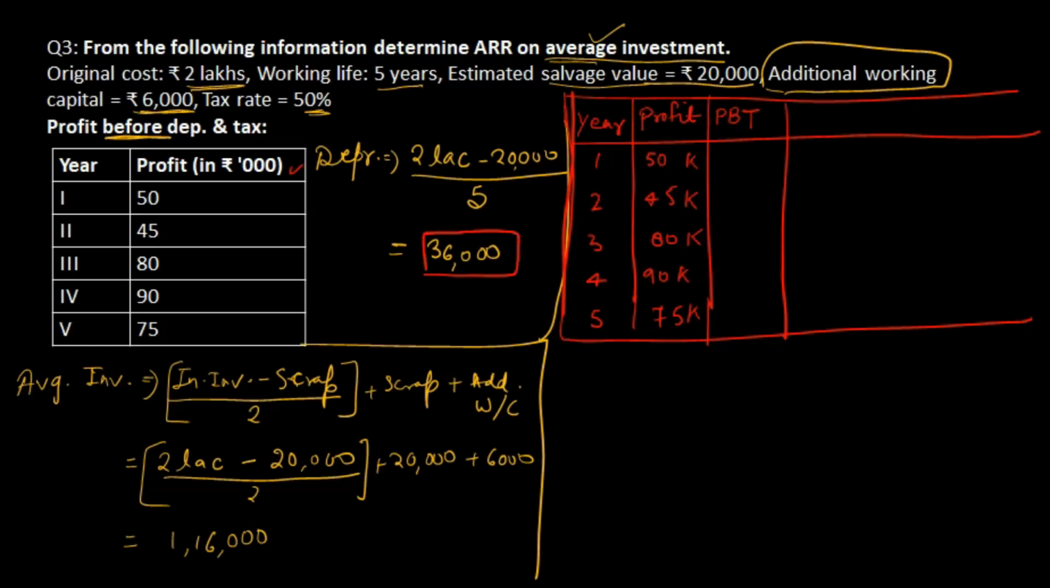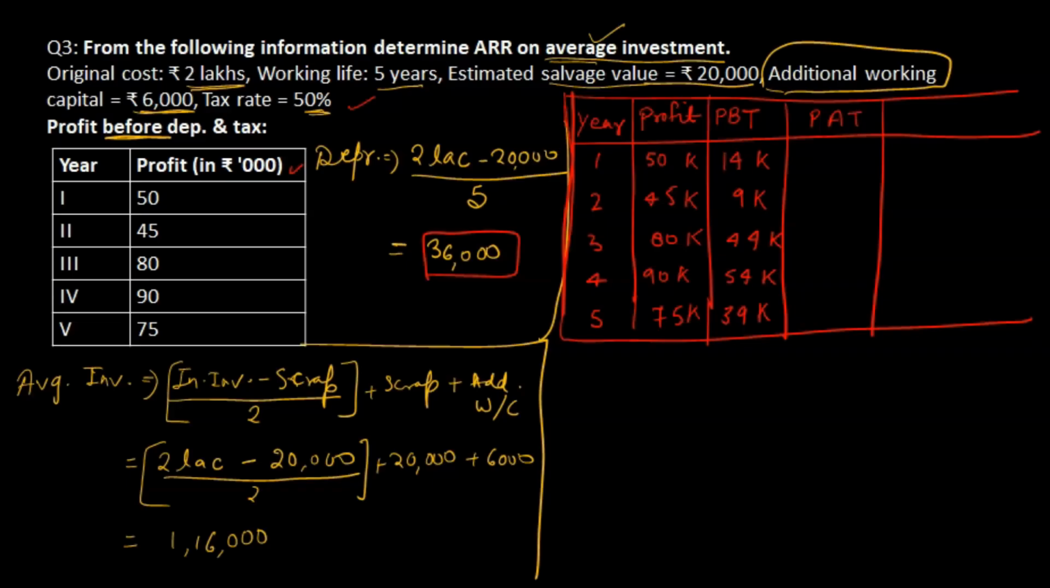Depreciation is 36,000, and we have to deduct this from each year's profits. 50,000 minus 36,000 is 14,000. 45 minus 36 is 9,000. 80 minus 36 is 44,000. 90 minus 36 is 54,000, and 75 minus 36 is 39,000. Now depreciation is deducted, now we need to deduct tax. So we need to create a profit after tax column. From this PBT we need to deduct tax at 50%.